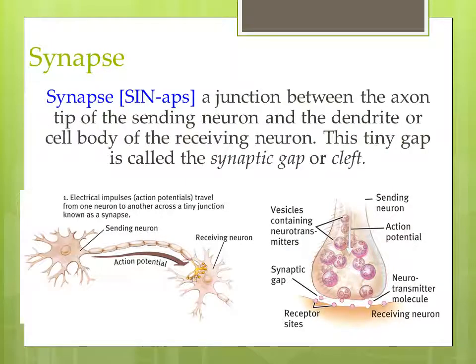One thing you do need to know is what the synapse is, and I know we skimmed the surface on this. The synapse is the junction between the axon tip of the sending neuron and the dendrite or the cell body of the receiving neuron. This tiny gap is called the synaptic gap or cleft. So we talked about this before. If you look at our picture again, the synaptic gap is right here.